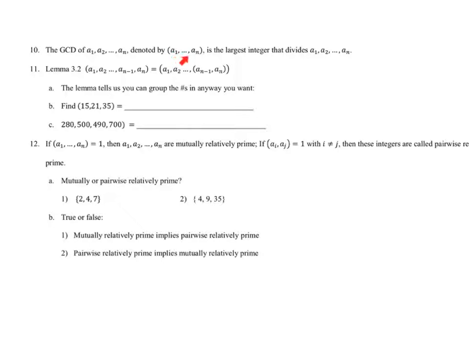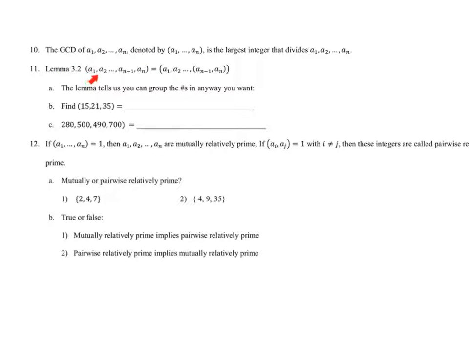We denote this as the greatest common divisor, the largest integer that divides each of the individual integers. And Lemma 3.2. A lemma is somewhat similar to a corollary. It's a small result that comes from some definition or theorems. In this case, it actually comes from this definition.